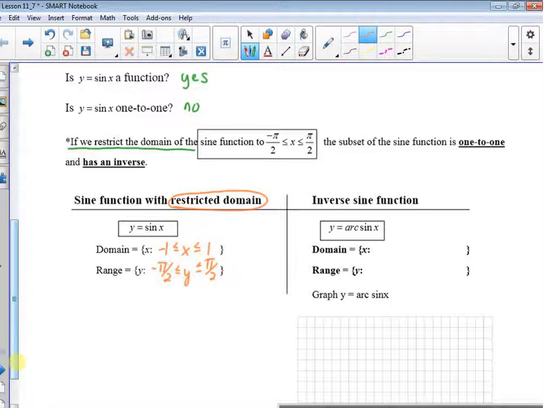oh, I have those backwards. Hold on. All right. So the domain is negative pi over 2 to pi over 2, and the range is negative 1 to 1. Okay, sorry about that. All right, now the inverse sine.